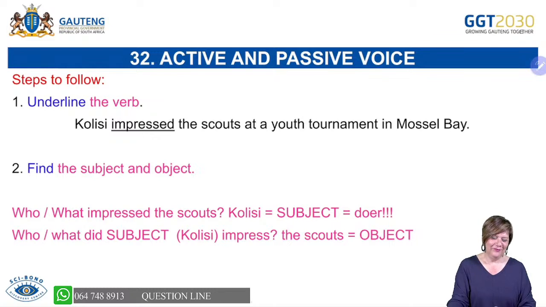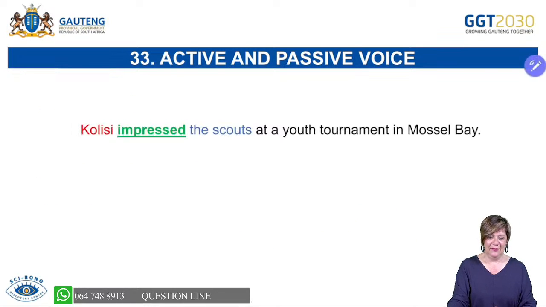And the object then? Who or what did the subject, well, subject is Khaleesi, impress. And obviously, who did he impress? The scouts. And they are the object. So start with your verb, find your verb, and then ask yourself 2 easy questions to determine the subject and the object of your sentence. Now, I know we're going step by step through this, but this is the best way to do it in an exam as well.